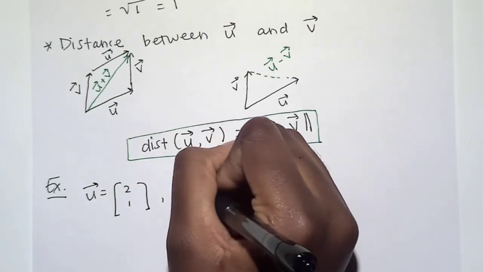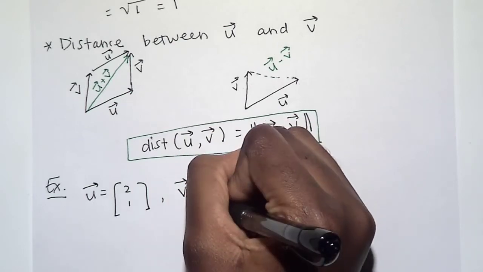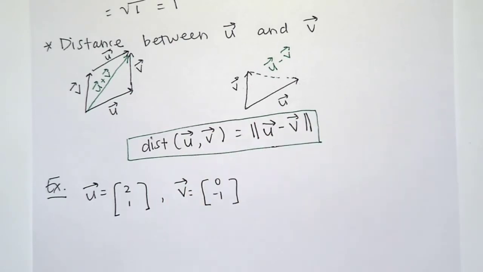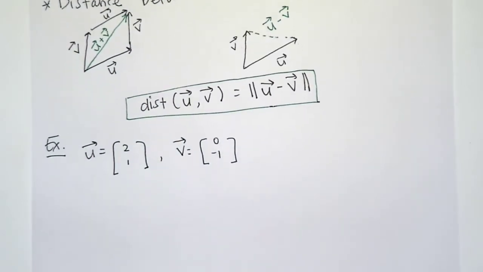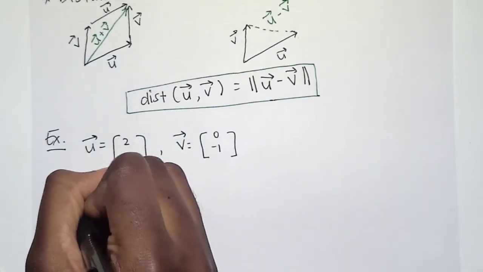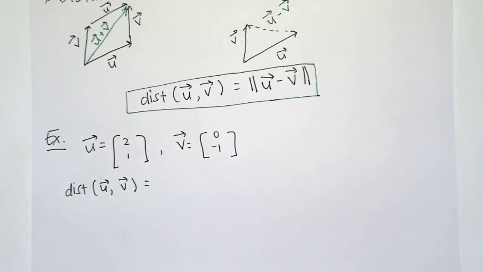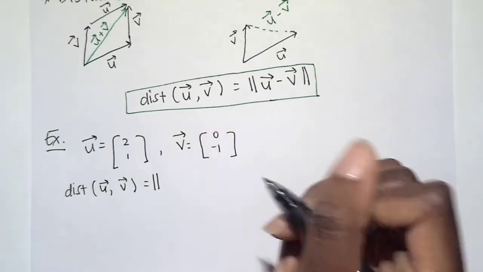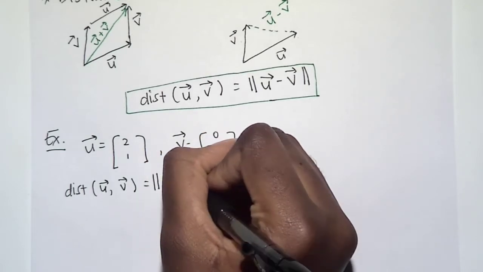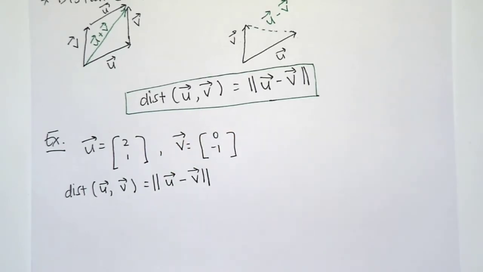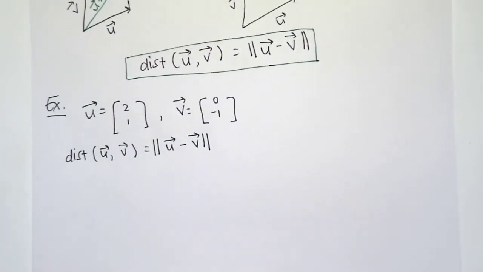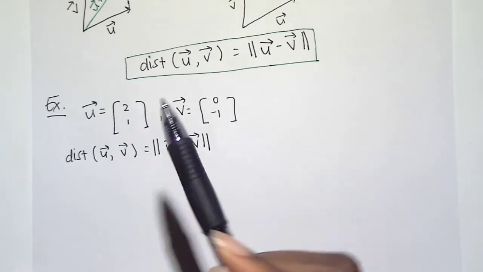and the vector v, which is 0, negative 1. And we want to find the distance between these two vectors. Okay, so remember the distance is the norm of the difference of our vectors. And it actually doesn't matter which one we do first since we're finding the norm. It's always going to give us a positive number. All right, so let's go ahead and subtract these two.